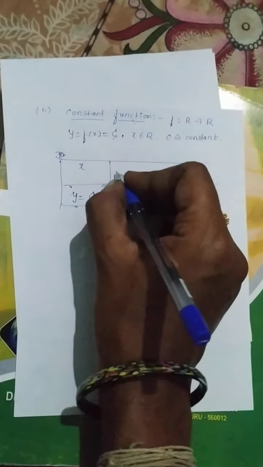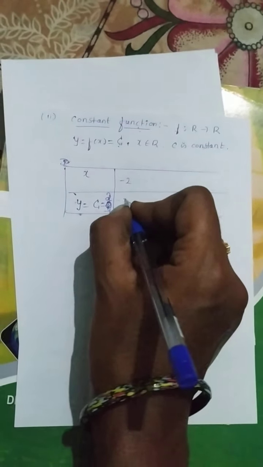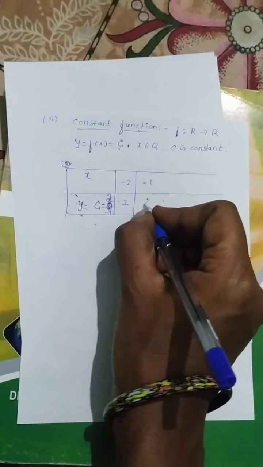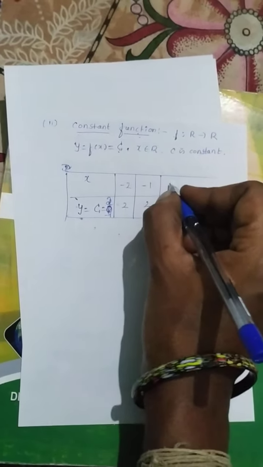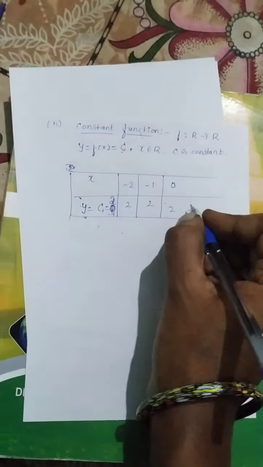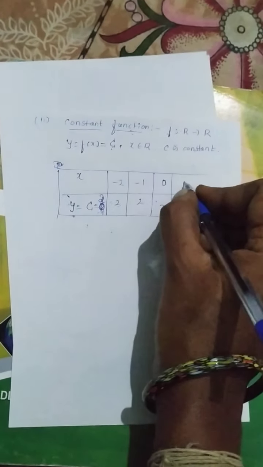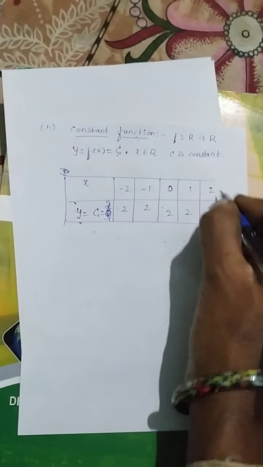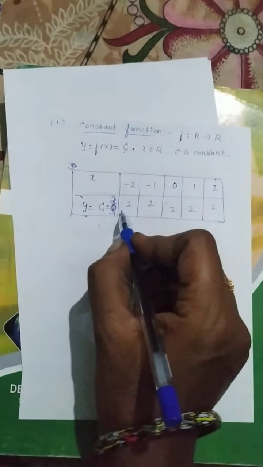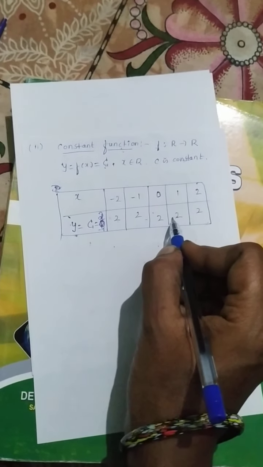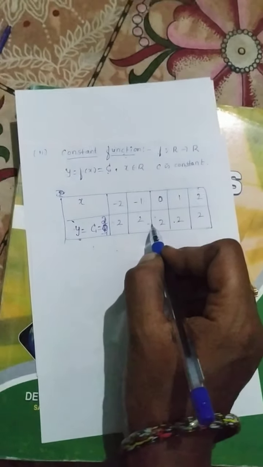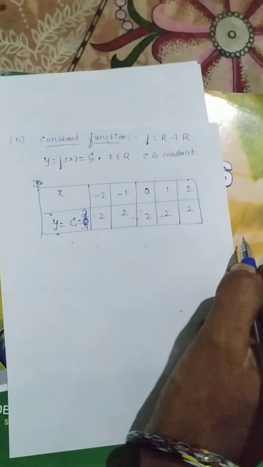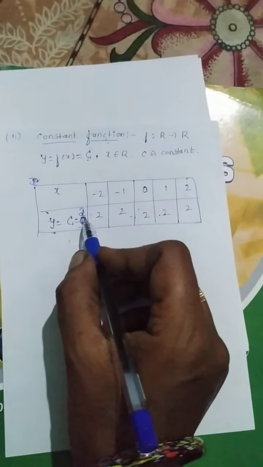If I take x value as minus 2, y is 2 itself. x is minus 1, y is also 2 again. If x is 0, y is 2 again. When x is plus 1, y is 2. When x is 2, y is also 2. The values of the function are a constant. That value you may take as you like, any negative, any positive. Not only 2.